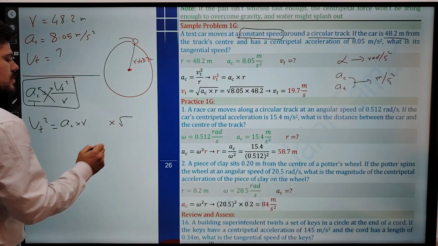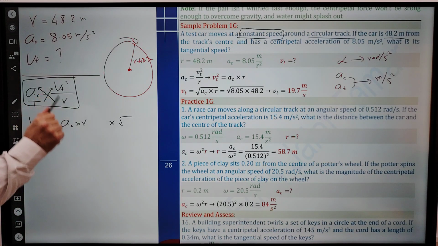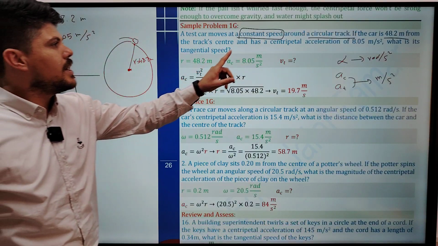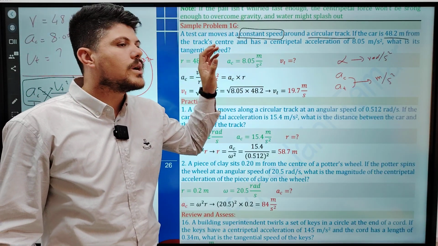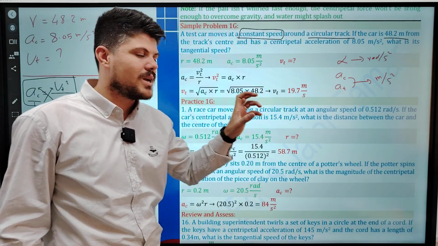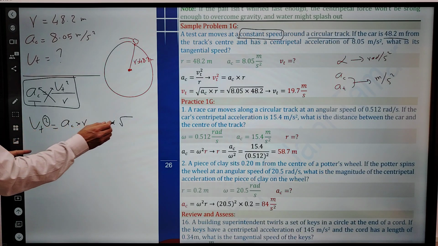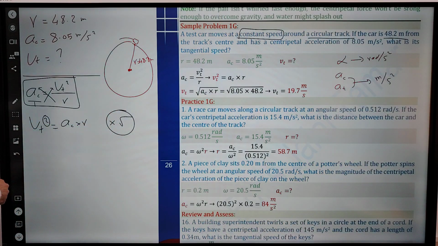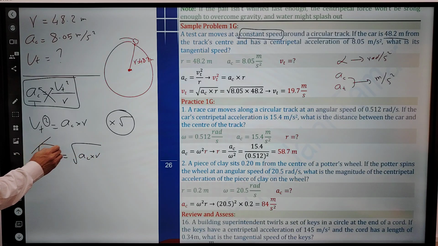Take the square root. Multiply both sides by the square root. Why? Because the unknown is not the squared tangential speed. The question asks us to find the tangential speed, okay? Not the squared tangential speed. But here we have what? We have this square. How can you remove this square? Multiply both sides by the radical or square root. It becomes what? Vt squared, AC times R. The square and the radical cancel.